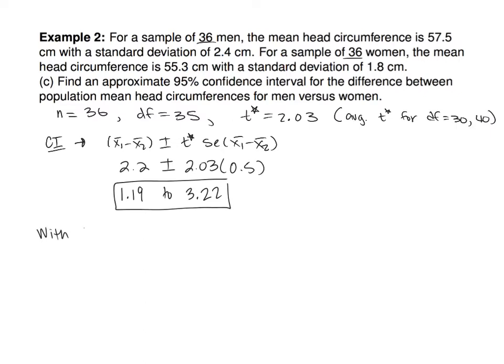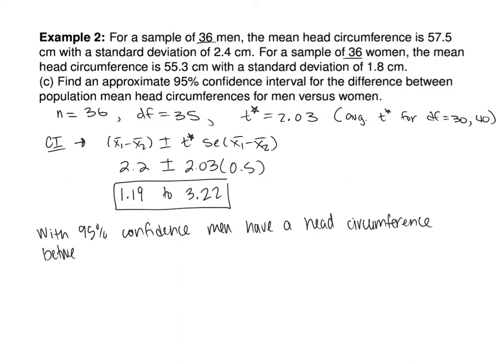And let's interpret this. So with 95% confidence, men have a head circumference between 1.19 and 3.22 centimeters greater than women on average.